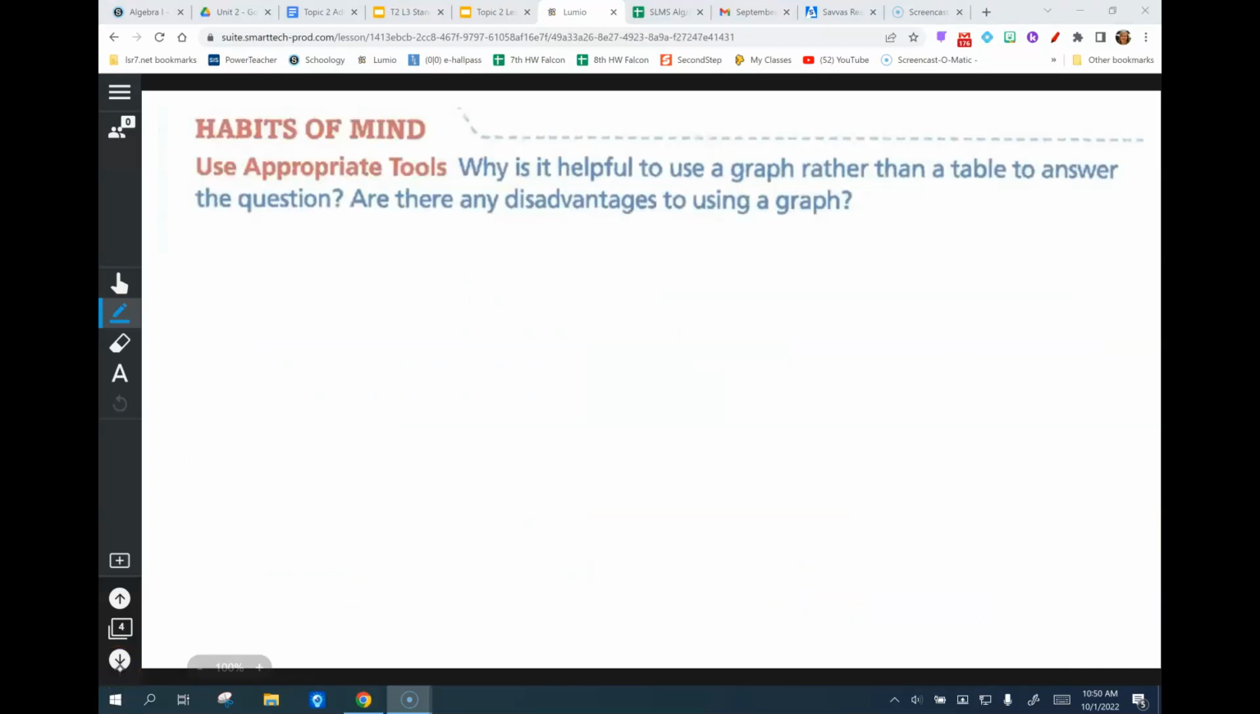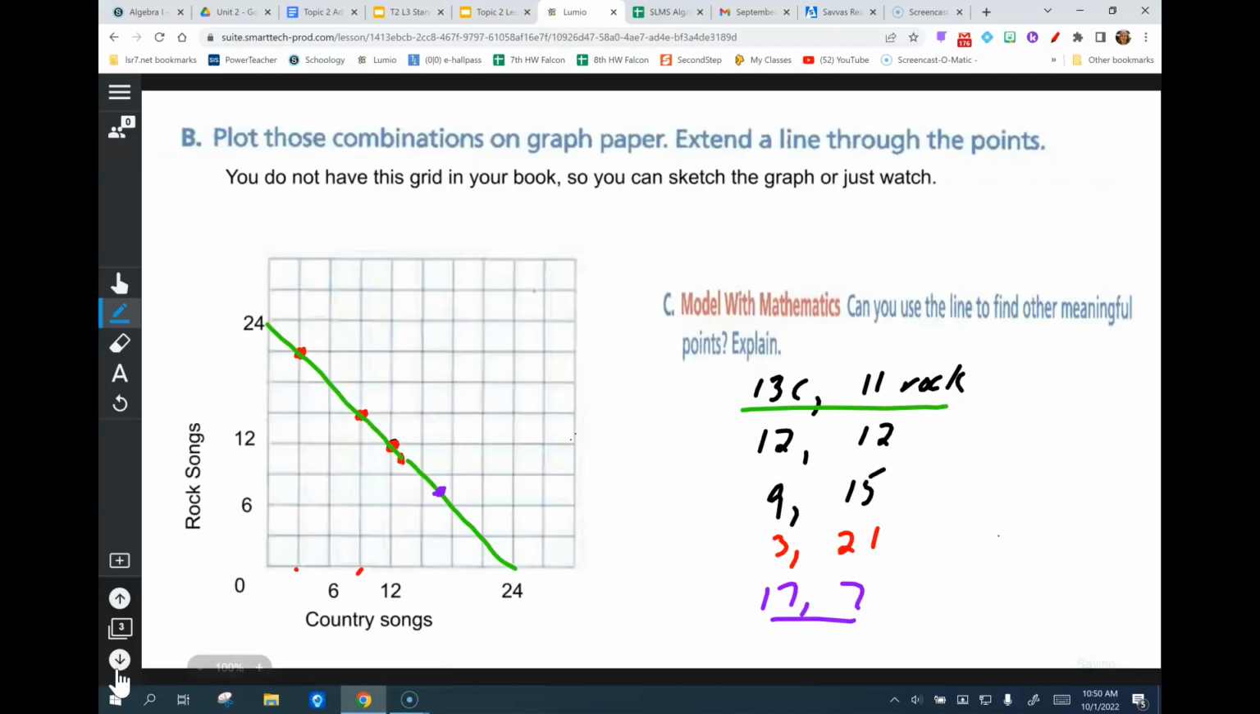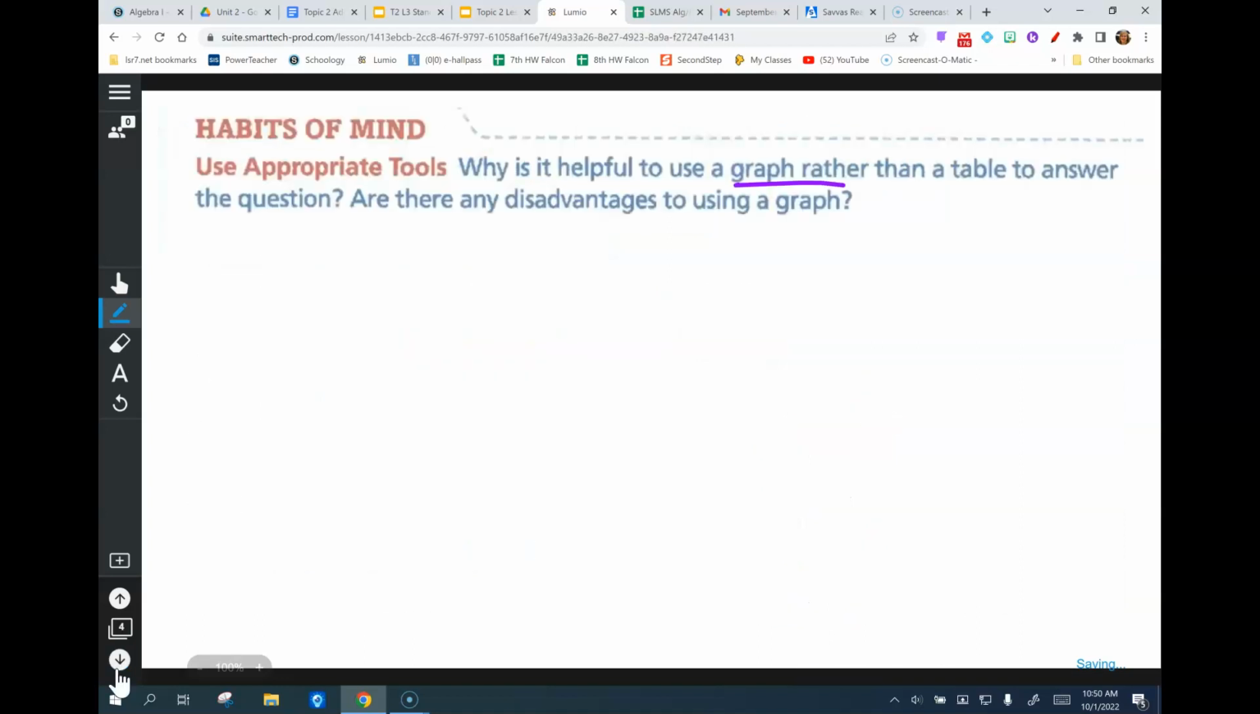So then it asks, why is it helpful to use a graph rather than a table to answer your questions? Well, if I have a graph, I can just kind of look at it and see what is happening. So back on this line, I could just look at the graph and say any points on this line would be a solution. Whereas in a table, I have to produce it. I have to actually plug in the numbers and find it. So the graph is helpful, quick to look at, quick to determine, quick to look at solutions.